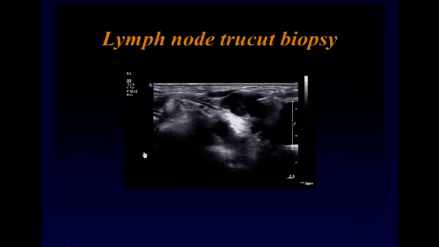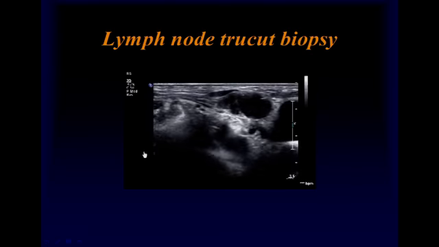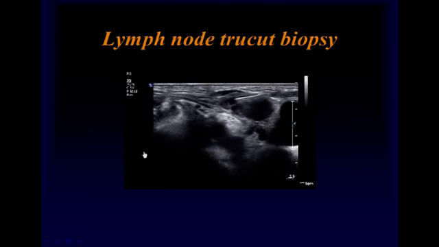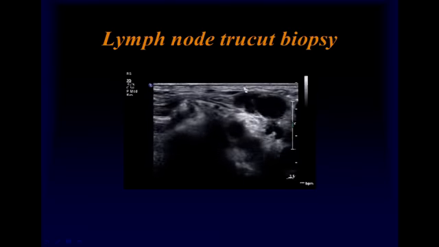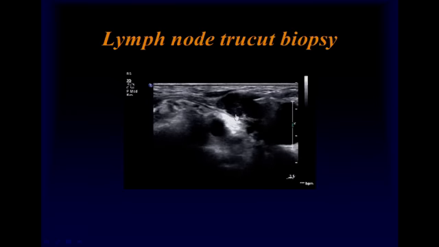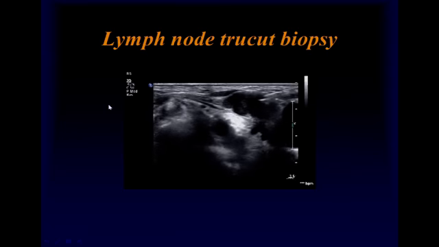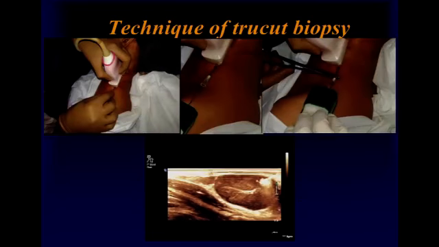If the node is of an adequate size, it is better to do a trucut biopsy because the yield is much better. Here, for example, we are doing a trucut biopsy of a lymph node with a trucut needle, making sure that the needle does not hit the adjacent structures after firing it. So this is a way we do trucut biopsies of cervical lymph nodes.